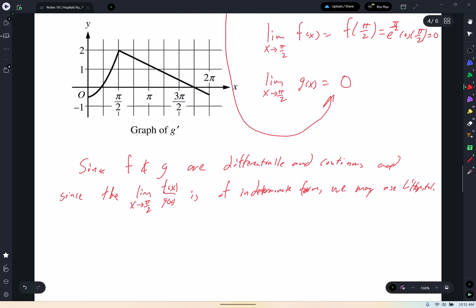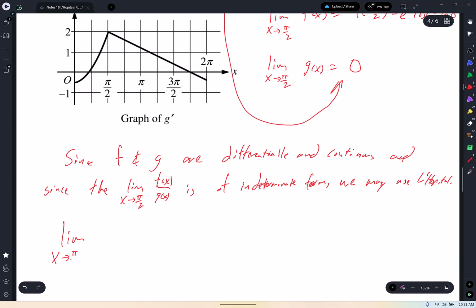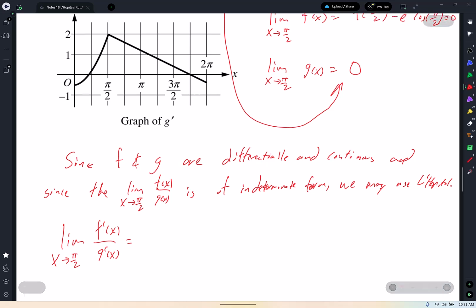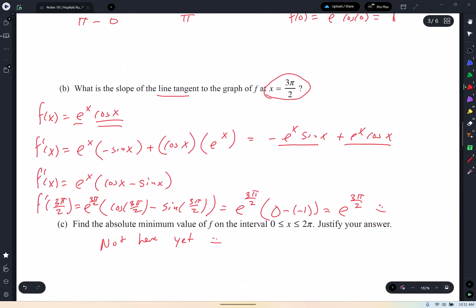Okay, here we go, guys. All I'm going to do is take the limit as x approaches pi over 2 of f prime over G prime. I already have the derivative from earlier. What's my derivative from earlier? It's up here. Here's my derivative. I'm going to use this guy right here.